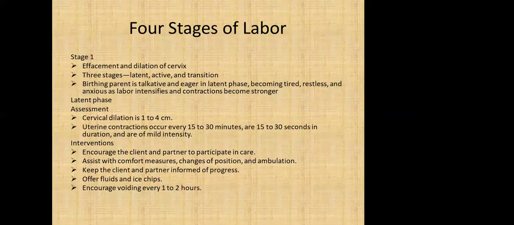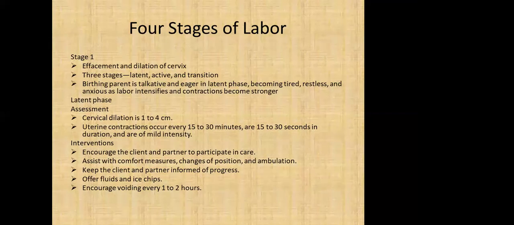But not to get confused, you can put it as three phases of stage one. So we have latent, we have active, and we have transition. During this stage, that's stage one, the mother becomes more talkative. Pain increases with time, right? And so the person becomes talkative and eager in the latent phase, becomes tired as well, restless, and then anxious, okay, as labor intensifies and contractions become stronger.